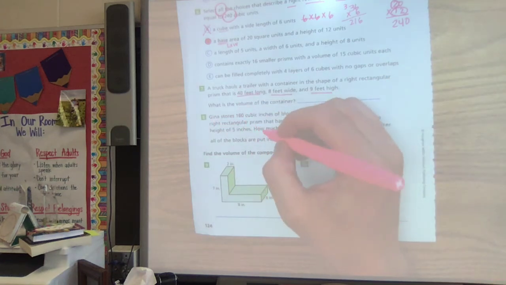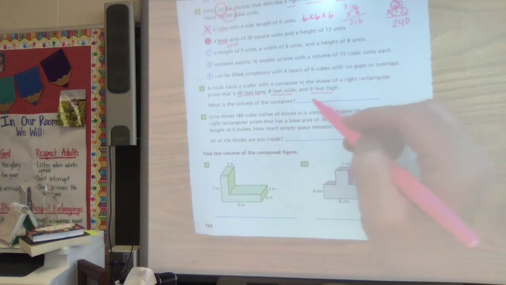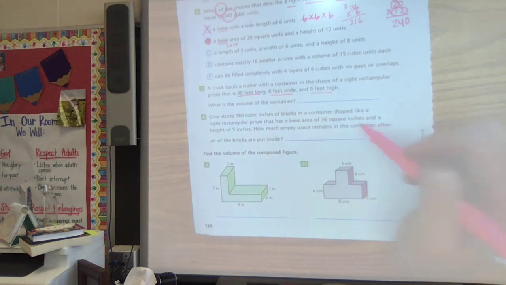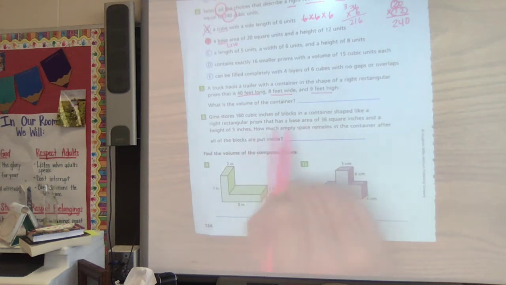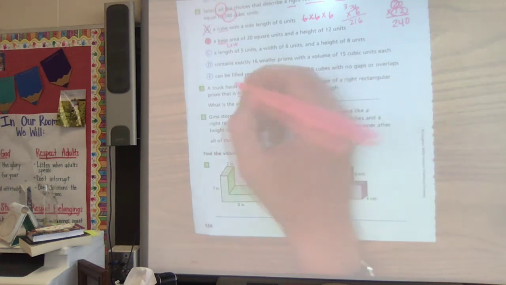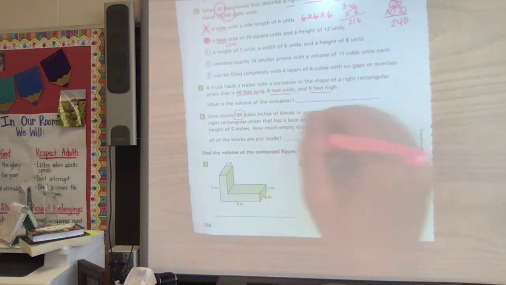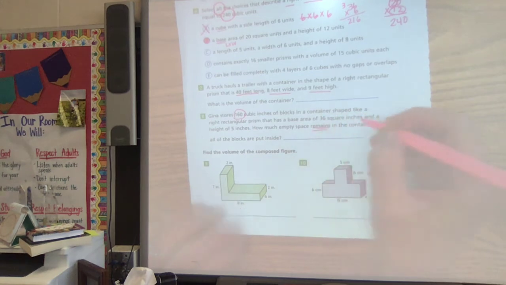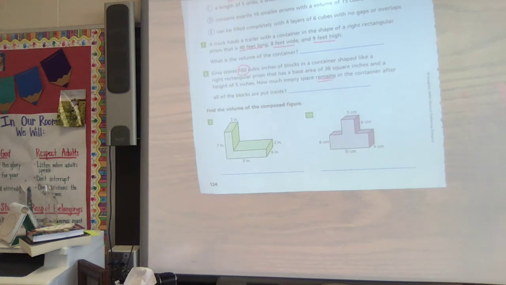Gina stores 160 cubic inches of blocks in a container shaped like a right rectangular prism. It has a base area of 36 square inches and a height of 5. How much empty space remains in the container after they're all put inside? So, you've got to figure out how much room it takes up, and you've got to know that there's 160. You're going to see what that difference is that remains. Alright, then you got 9 and 10. We'll do 9 together, and I'll leave 10 for you to do.